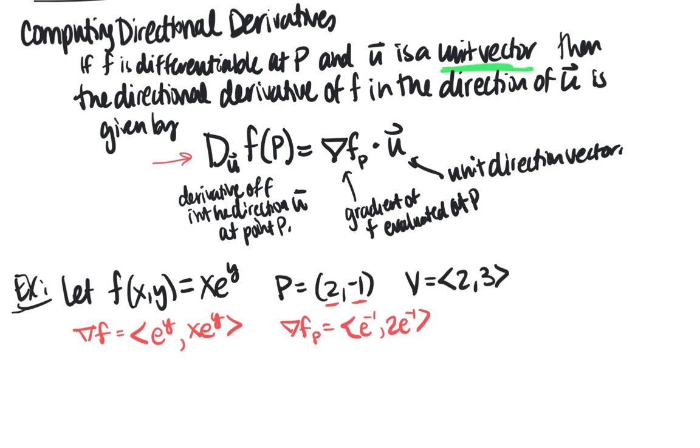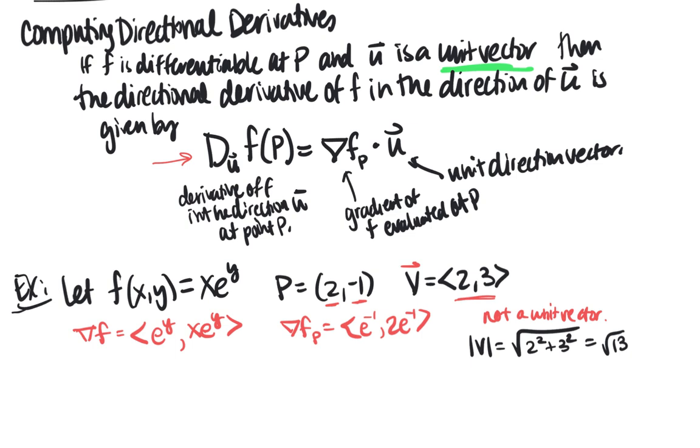And then my v here, I notice that this is not a unit vector. So I need a unit vector pointing in that same direction. The first thing I need to do is find the magnitude of v. Well, the magnitude of v is going to be the square root of 2 squared plus 3 squared. So that's 4 plus 9, which is 13. Okay, so that's not a perfect square.